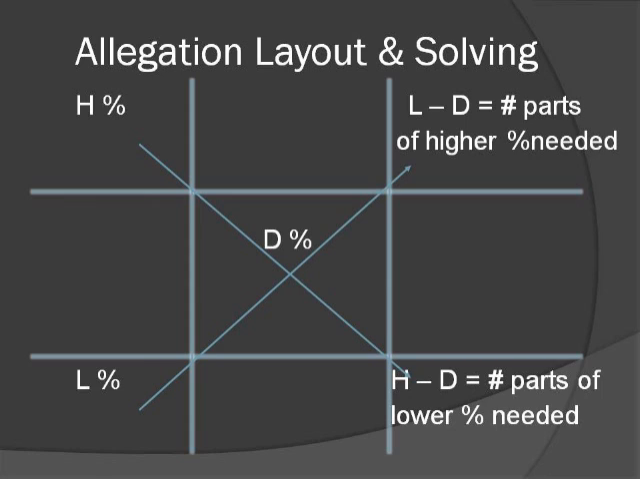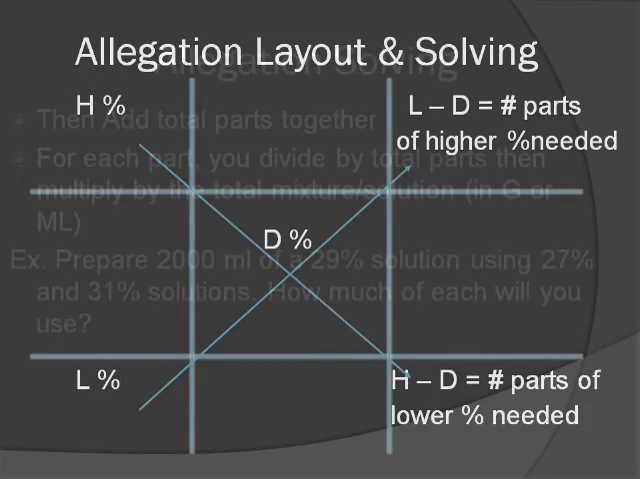And keep in mind too that you don't want to end up with a negative number. So sometimes when you take the higher strength minus the desired, you could get a negative number. In a case like that, then you would take the desired minus the higher strength. So just remember, you'd never want to get a negative number. So now we have the parts of each ingredient that we want.